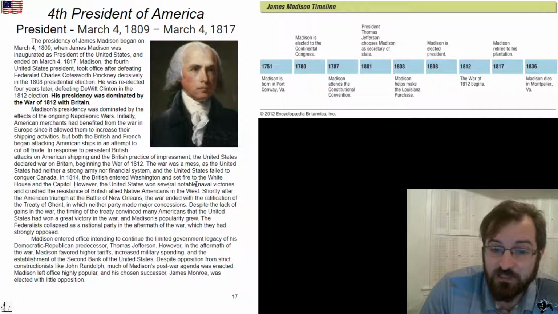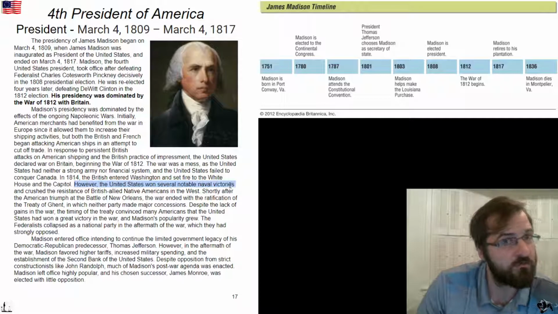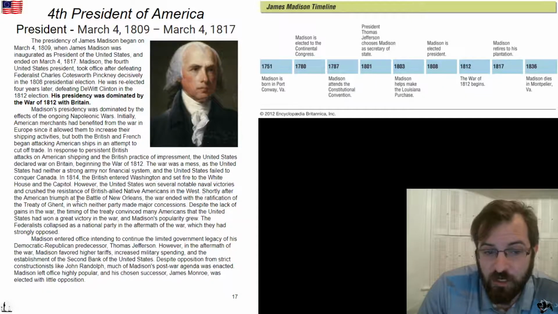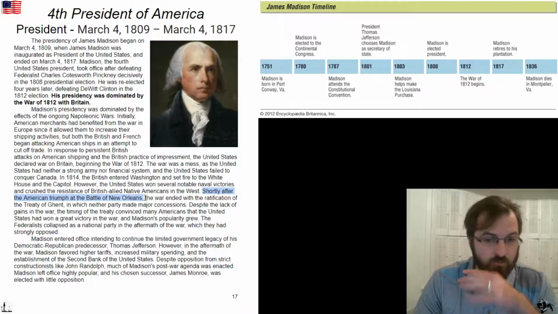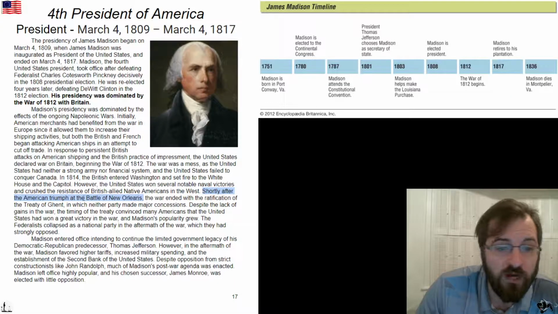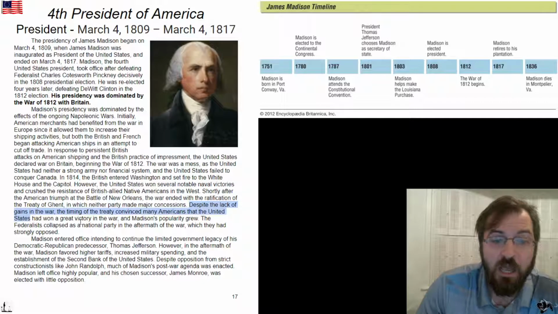However, the United States did win several notable naval victories, so we did quite well at sea, which was very different from the Revolutionary War, and we crushed the resistance of British allied Native Americans in the West. Shortly after the American triumph at the Battle of New Orleans, technically after a peace treaty was in the works and a ceasefire had been called, the war ended with the ratification of the Treaty of Ghent, in which neither party really made any major concessions. Despite the lack of gains in the war, the timing of the treaty convinced many Americans that the United States had won a great victory in the war, and Madison's popularity grew.